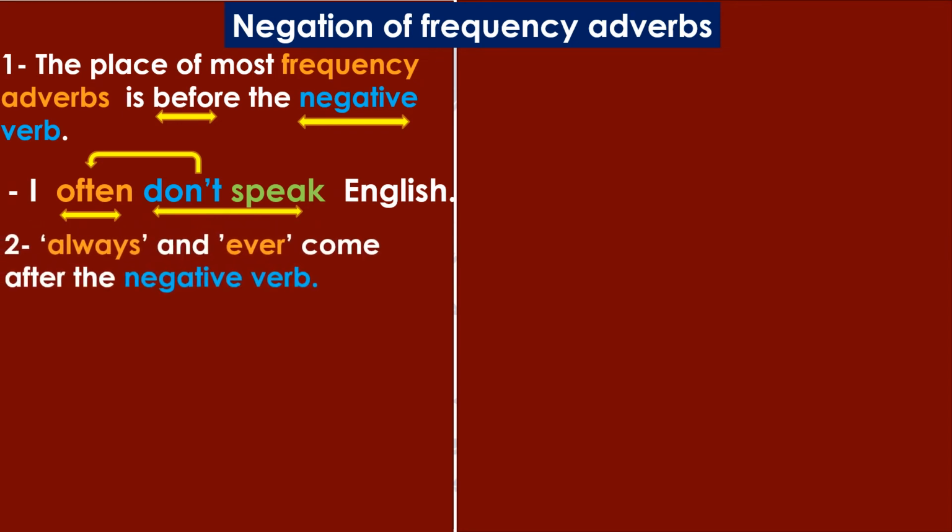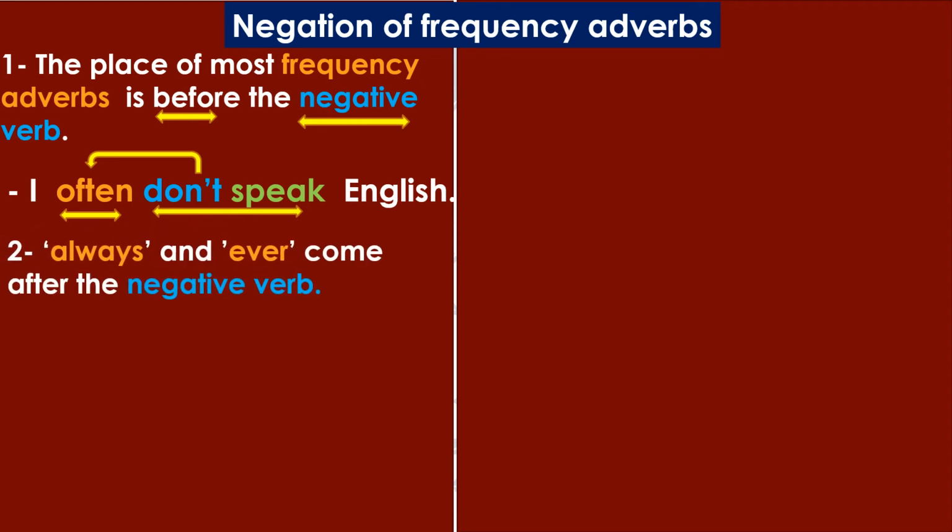Okay. Now we come to another point, which is the fact that some frequency adverbs like always and ever come after the negative verb and not before the negative verb. Let's have a look at some examples.